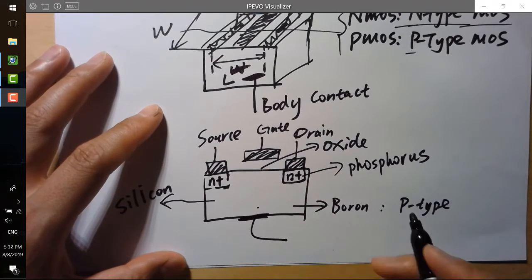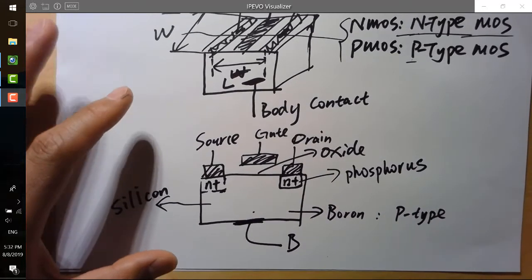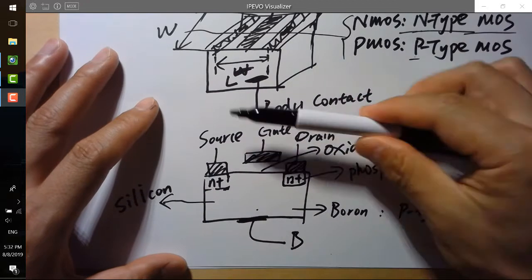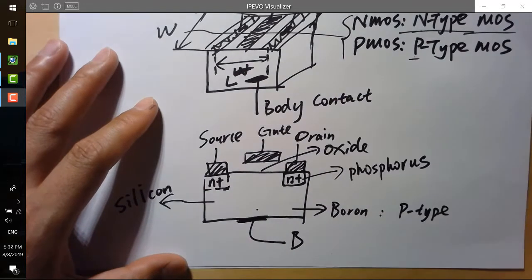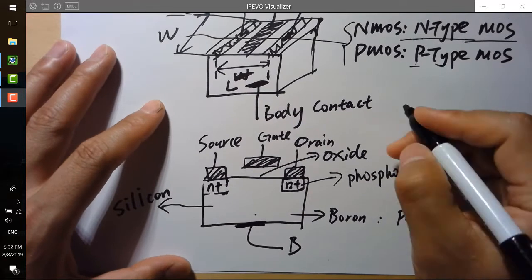They have a metal contact here with another wire, which is called B. That's the bulk or the body contact. And that's a cross-sectional view of what's called an NMOS.